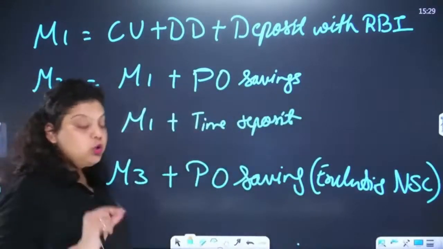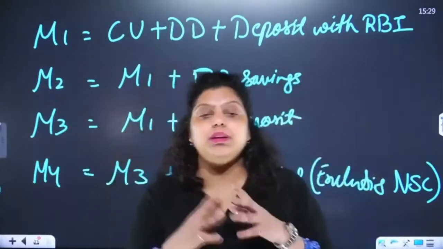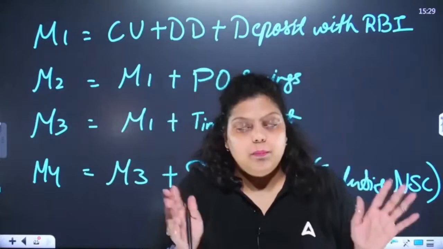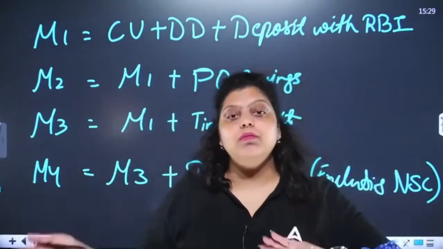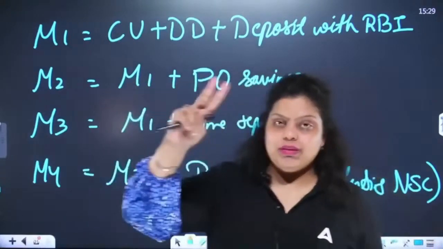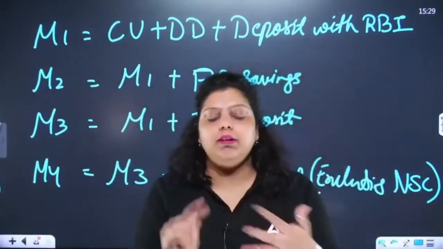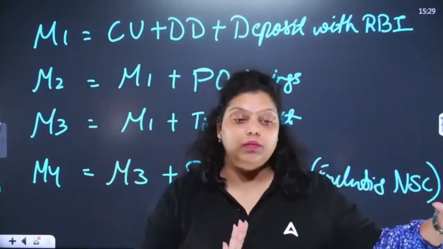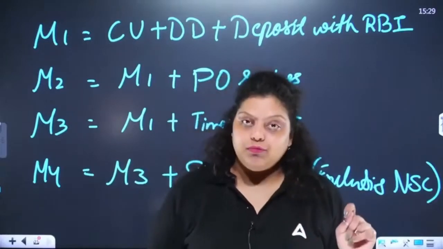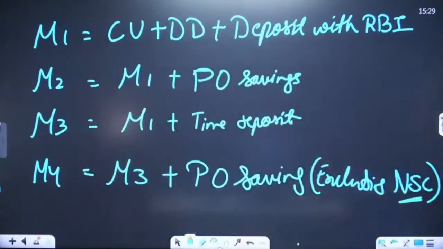So what is M1? M1 is CU plus DD plus deposit with RBI. CU means currency unit, whatever notes and coins the public has. DD means demand deposit, whatever CASA the public has in bank accounts. Then we have deposit with RBI, whatever reserves or deposits RBI maintains. This is M1. M2 means M1, that is CU plus DD plus deposit with RBI, plus post office savings. In the post office, you have FD, RD, MIS, etc. All these will be covered. Then M3 will be M1 plus term deposit. Term deposit means your RAFA. M4 will be M3 plus your post office savings, but the national savings certificate amount has to be excluded.